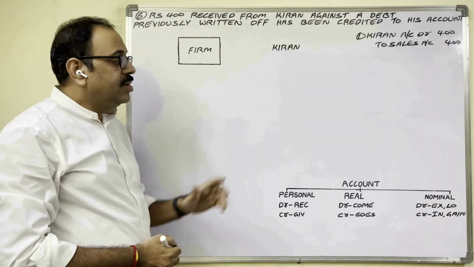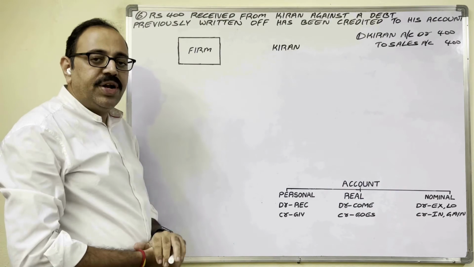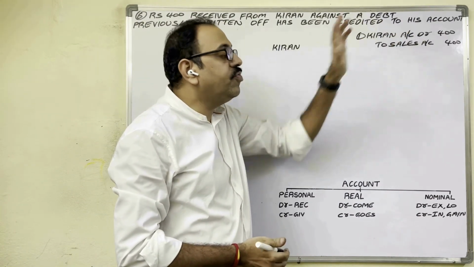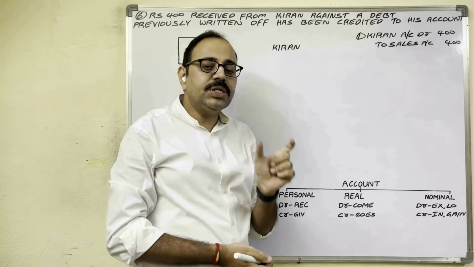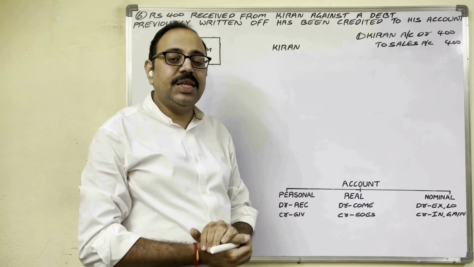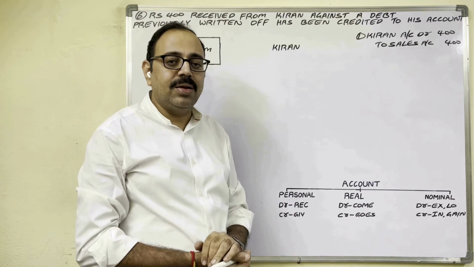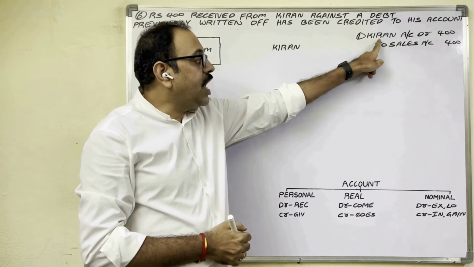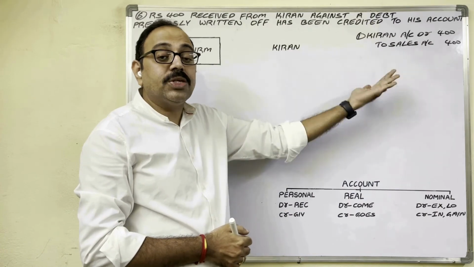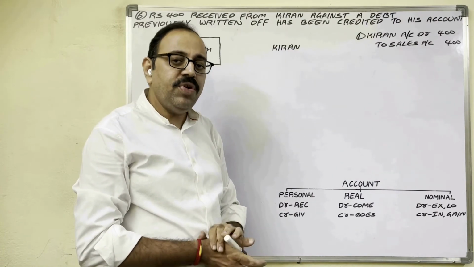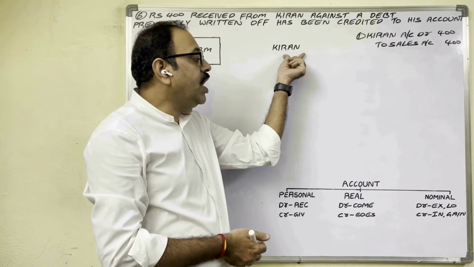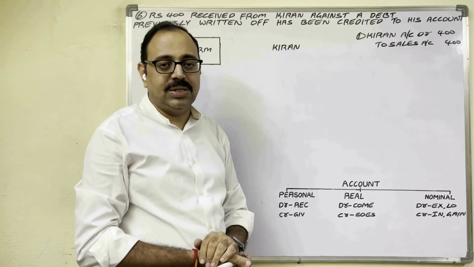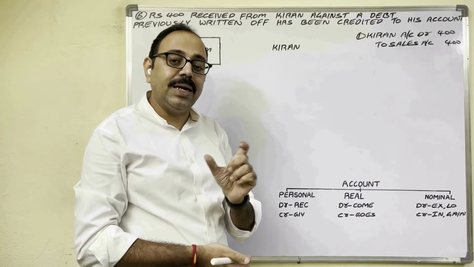Next, what happened? Kiran failed to pay this 400 rupees. In the first entry, we debited Kiran account with 400. When any personal account is debited, the meaning is he is a debtor, means he is liable to the firm. Kiran is liable to the firm because he has to pay 400 rupees. Now we came to know that this 400 is not going to come. For us, this is a loss, and this loss is known as bad debt.